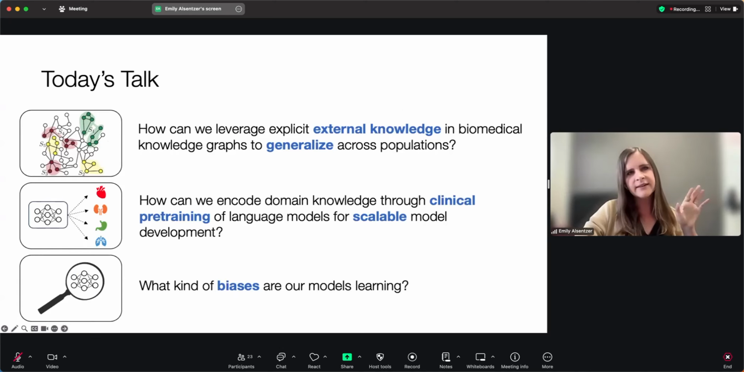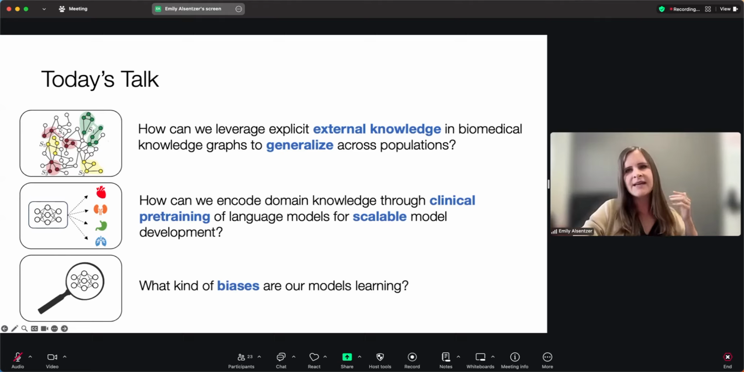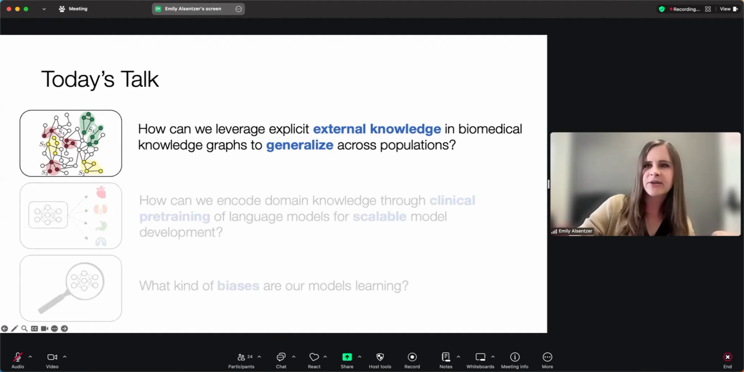So I'll focus on a few key motivating questions here. First of all, how do we leverage external knowledge in biomedical knowledge graphs to generalize across populations? How can we, again, develop medical foundation models to scale model development? And then finally, when we train a model on non-clinical data, let's say, of course, all of the text in the internet, what kind of biases, what kind of associations are our models actually learning in this instance? So I'll start by talking about our work to leverage biomedical knowledge graphs to develop generalizable models here.